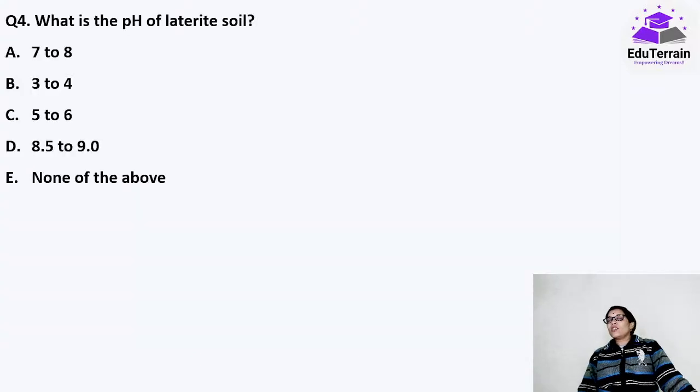Okay, and one of the soils that India has is a laterite soil. Now what is its pH?